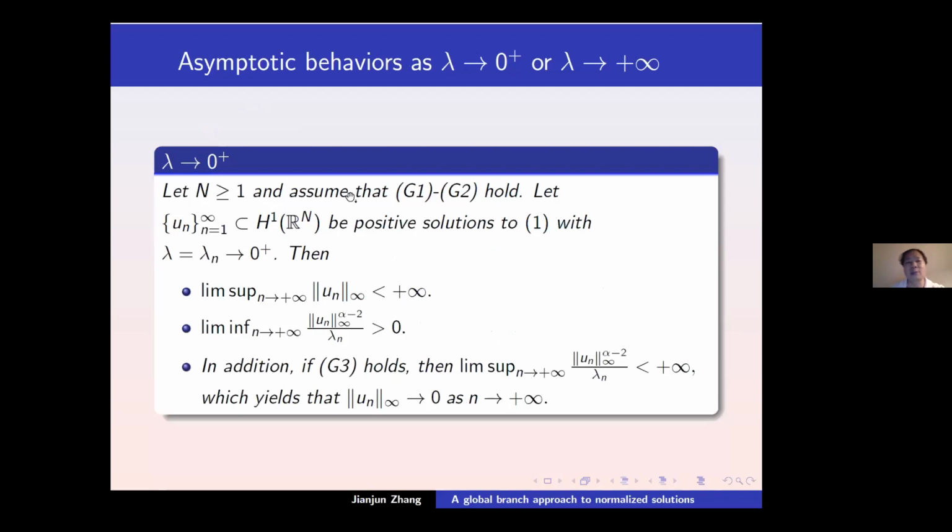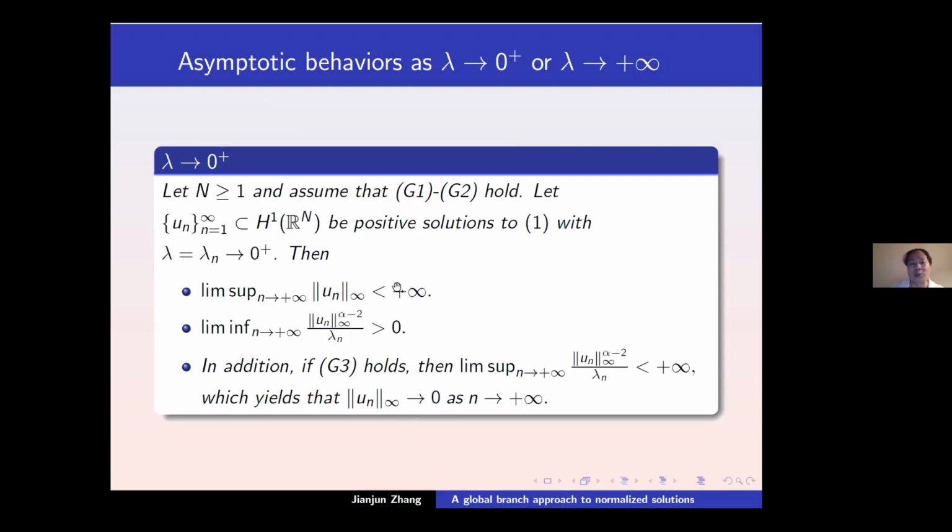To do this, we also need the following asymptotic behavior as lambda goes to 0 or lambda goes to plus infinity. Okay. So we choose that as lambda goes to 0, actually we show that the normalized solution u_N goes to 0 in the L infinity norm.